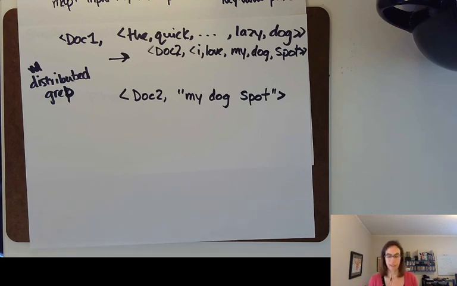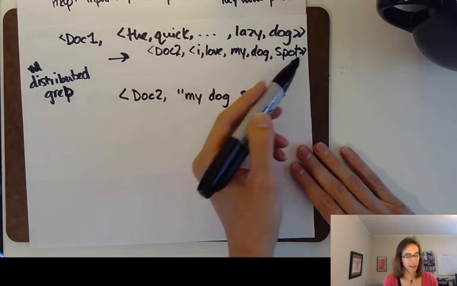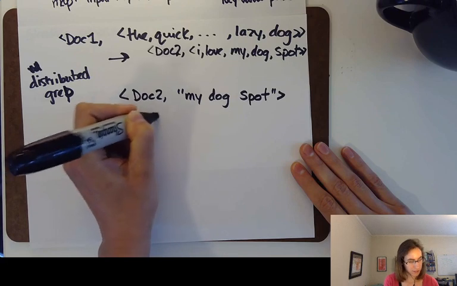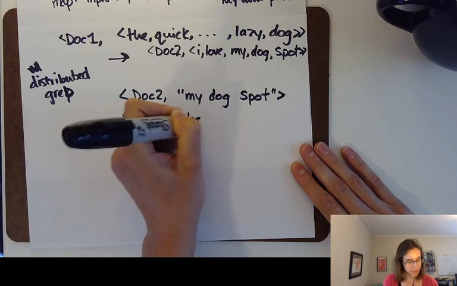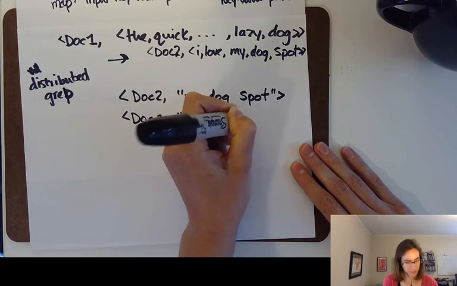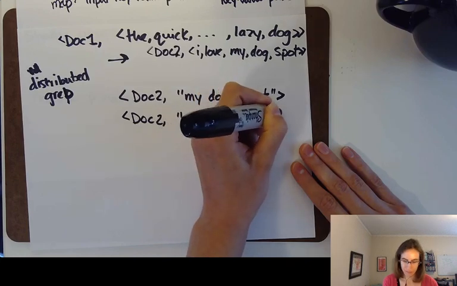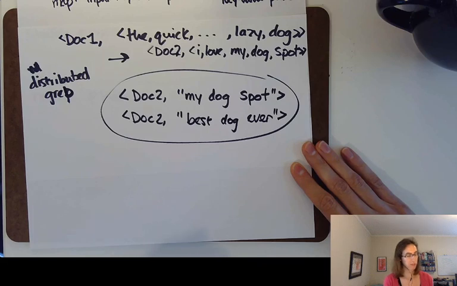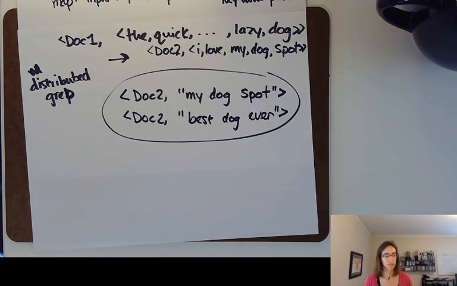So if the input had been like, I love my dog Spot, who is the best dog ever, then the output might be something like this. So this would be the set of intermediate key value pairs that would be produced as the output. Okay, so that's a bunch of examples of map functions.